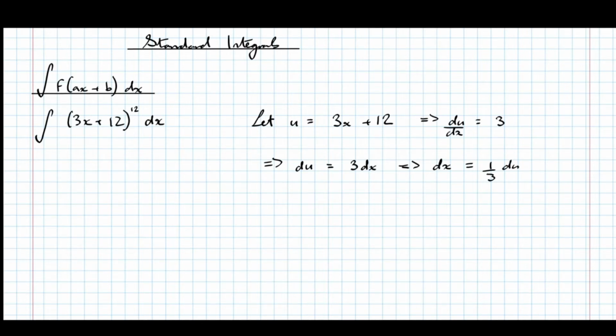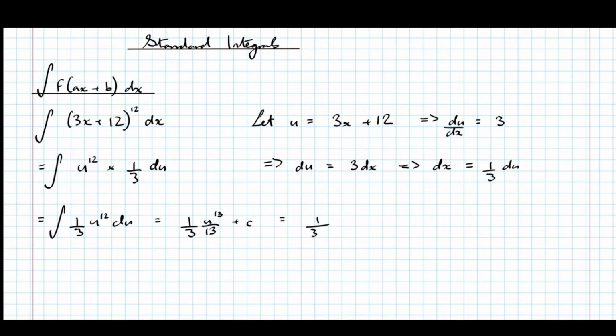So we're ready to piece this back together now. So that becomes the integral of, well, in the bracket is u to the power of 12, and instead of dx, we're going to write a third du, equals the integral of a third u to the 12 du, equals a third u to the 13 over 13 plus c, equals 1 over 39 times 3x plus 12 to the 13 plus c. So that's doing it the full integration by substitution method.